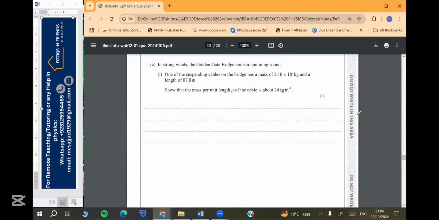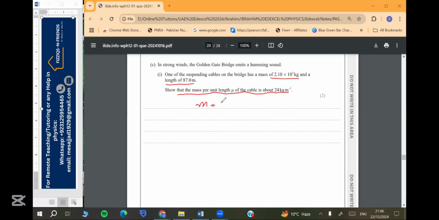In strong winds, the Golden Gate Bridge emits a humming sound. Humming sound means something like that. One of the suspending cables on the bridge has a mass of 2.1 times 10 to the power 3 kg and a length of 87 meters. Show that the mass per unit length mu of the cable is about 24 kilograms per meter.